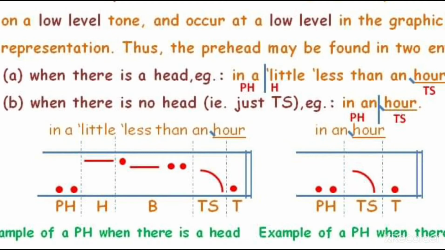Let us notice together the graphic representation of those two examples. We start with the first example. In a little less than an hour. This is a normal statement. It means we will have a low fall tone. In a, so the utterance starts with unstressed syllables. So they are represented with two low dots, in a, and they are called the pre-head, or PH.